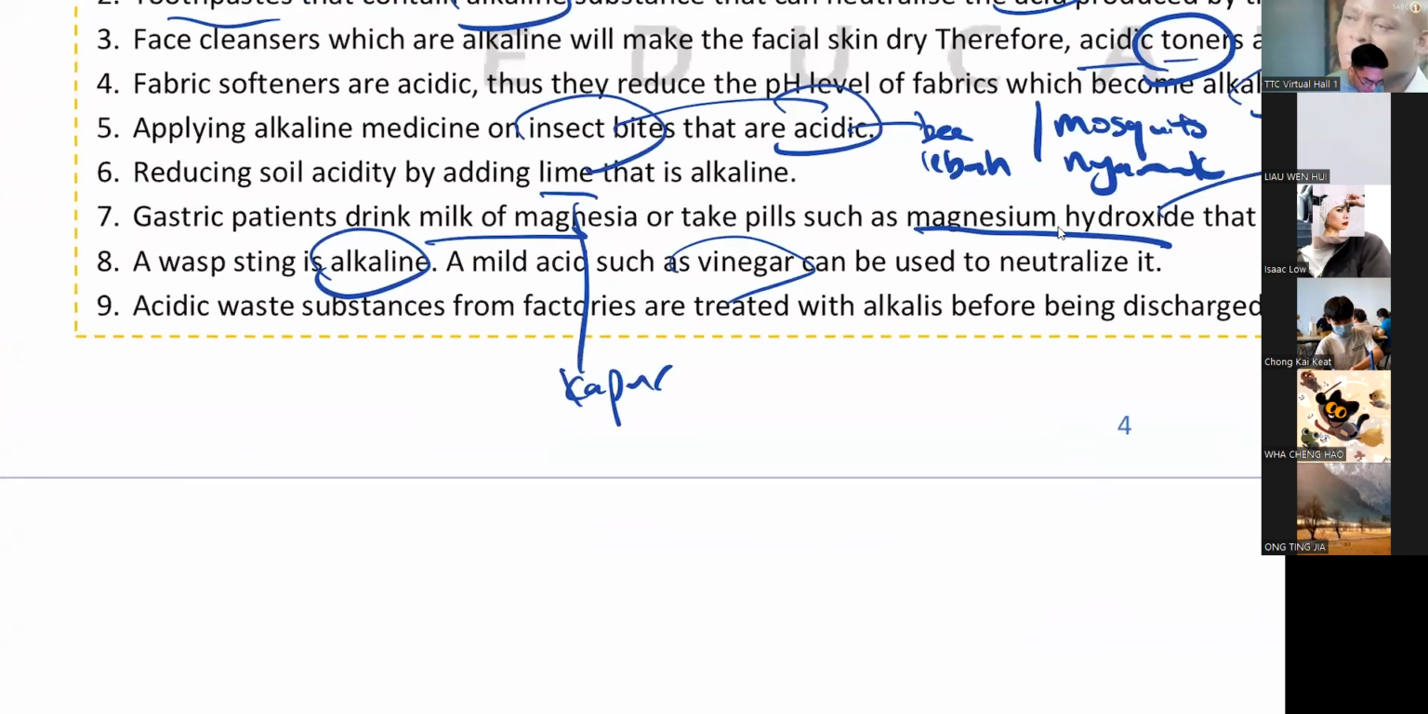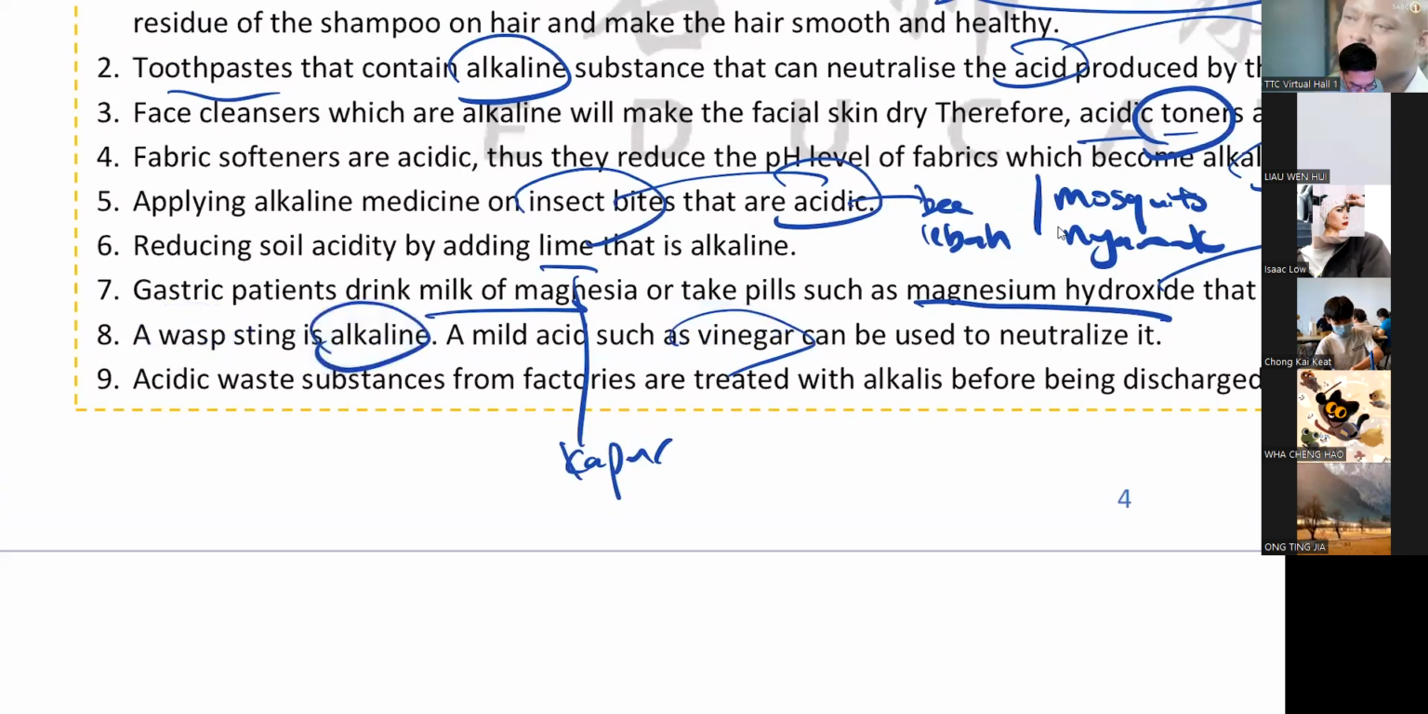Yes. So if you're bitten by a wasp, you use vinegar, and if you get bitten by a bee, you use baking soda or toothpaste. Bigger wasp in Japan. Wow.